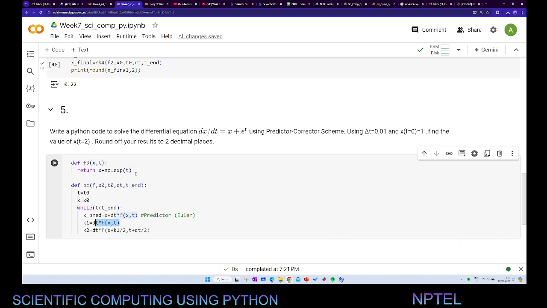And the next step, so that was the k1 part. Next part is... So actually, could you please enlarge that? Okay, enlarge, yeah.